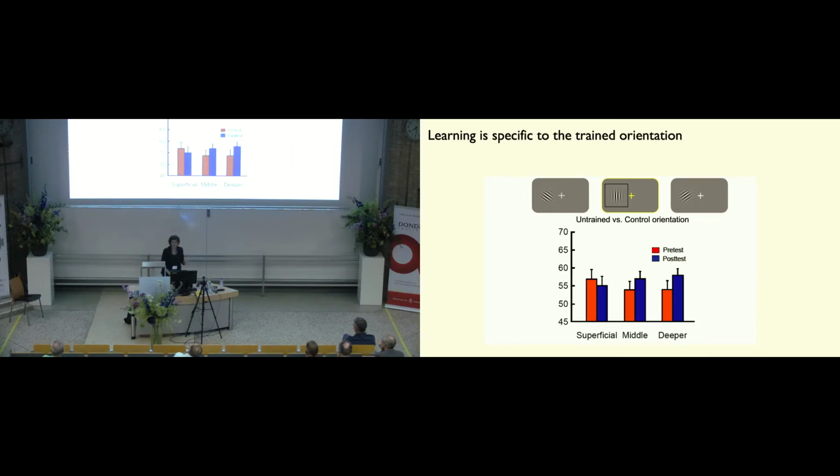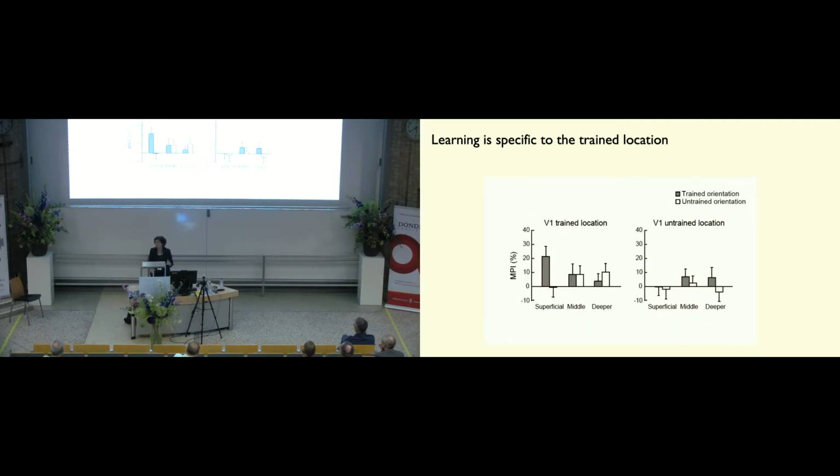Now, we ask the question of whether this effect is specific to the trained orientation. So we take our classifiers, and we also test whether the classifiers can separate an untrained orientation from the control orientation. And you see that before versus after training, there is no significant difference in any of the cortical layers. So the effect is very much specific to the trained orientation.